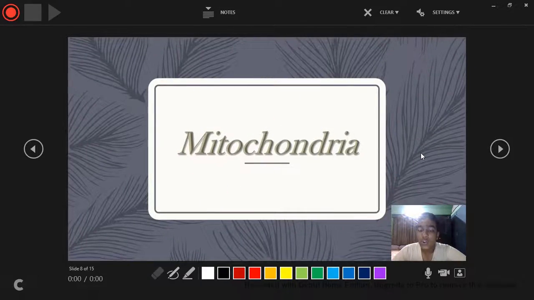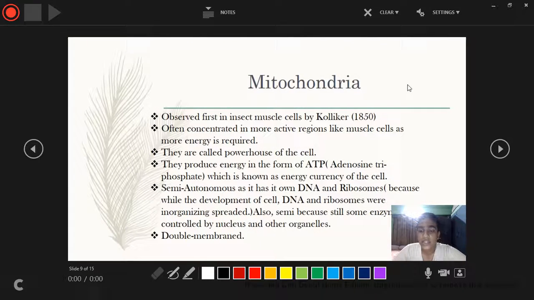Okay. So next topic is mitochondria. Mitochondria is generally the energy powerhouse, used for generating energy. Some facts to figure out: it was first observed in insect muscle cell. Insects also have muscle. It was observed in insect muscle cell by Kolliker in 1850. Often concentrated in more active regions.